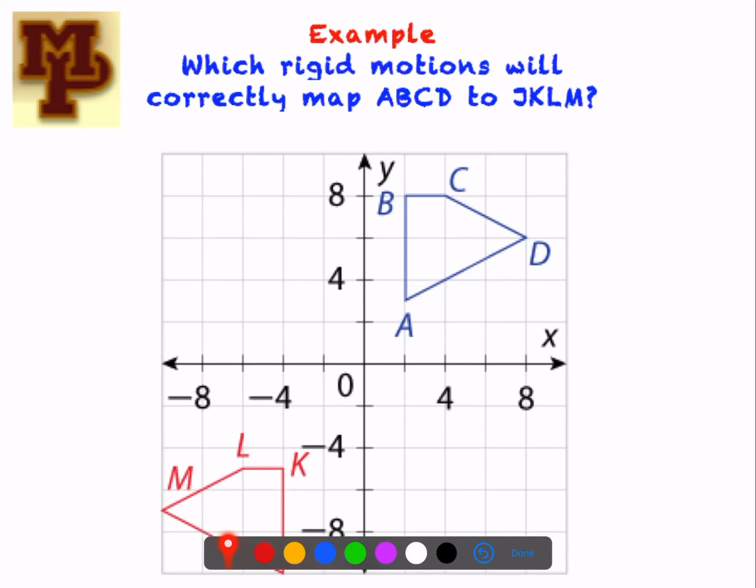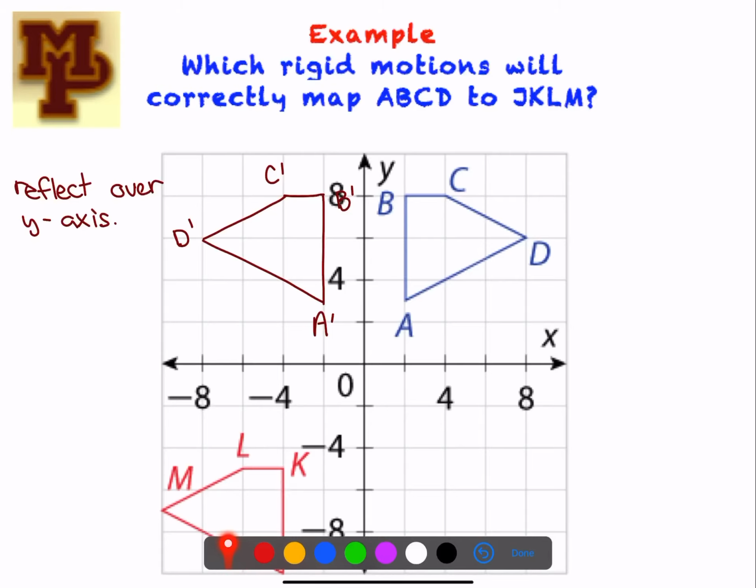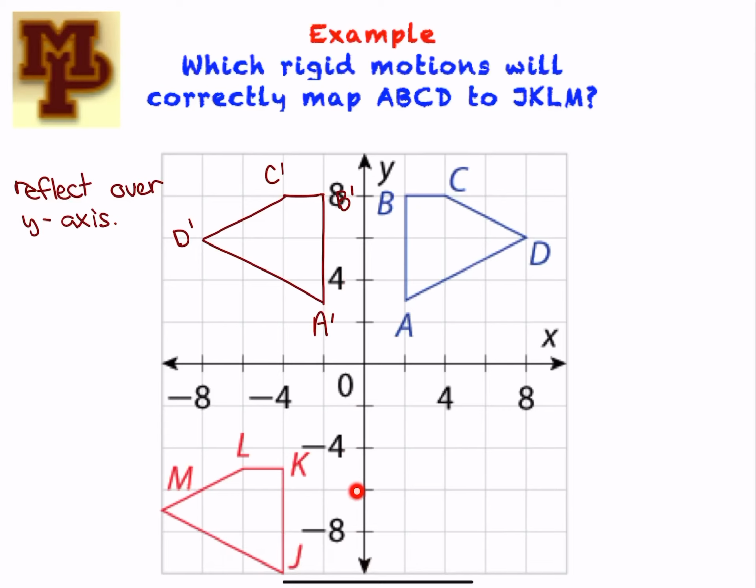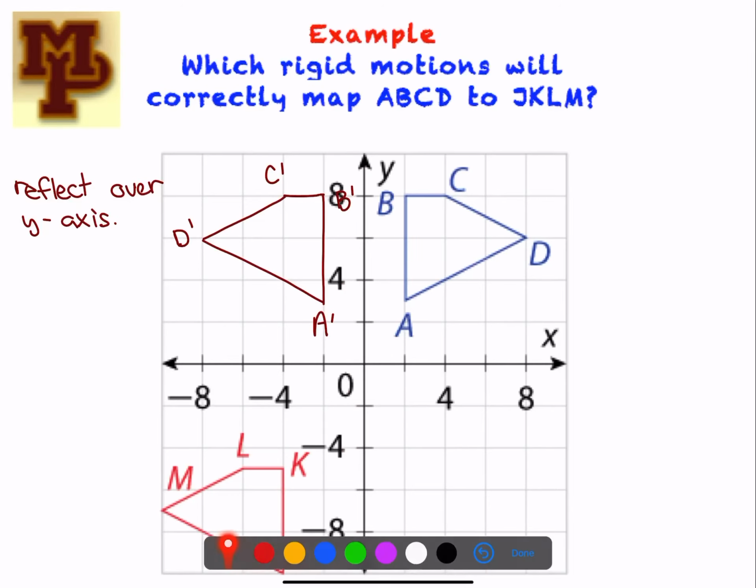So the first thing I'm going to do is I'm going to go ahead and reflect over the y-axis. Because as we can see, these have different orientations. One's facing one way, the other in the opposite way. So if I reflect it, now all of a sudden they have the same orientation. Also, we can see that A will now map onto J, B will map onto K, C will map onto L, and D will map onto M.